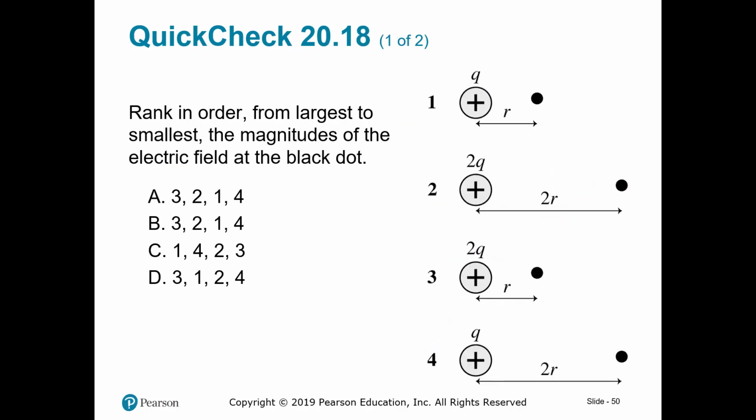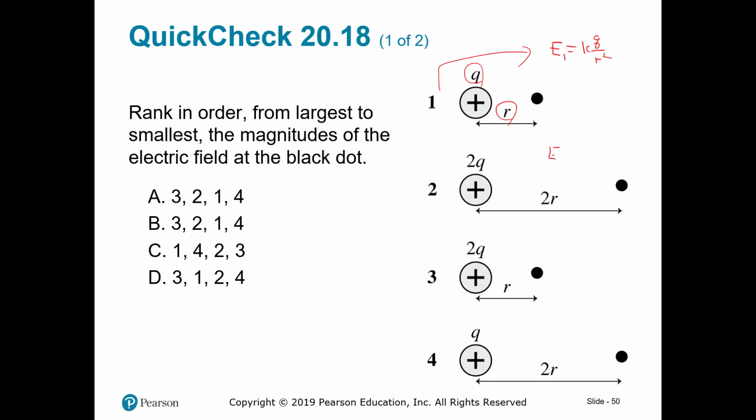Order the lanes, rank in order, largest to smallest, the magnitude of the electric field at the black dot. Again, your electric field is going to be k times Q, the source charge, divided by r squared. So this is exactly the electric field E1, right? Number one case: charge is Q, and the distance is r.